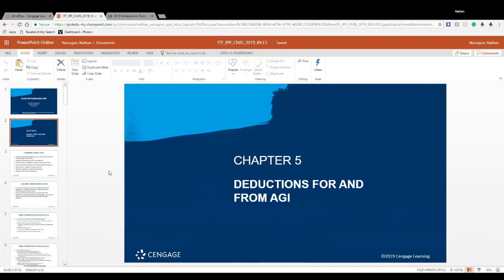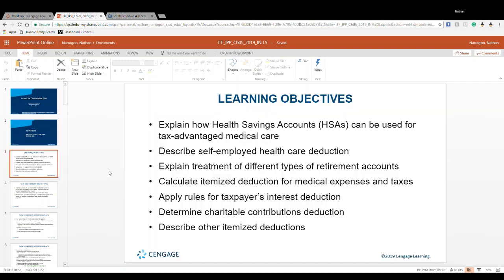So, starting off, the learning objectives that we're going to have. First off, we're going to explain how HSA can be used for tax advantage medical care, which is an awesome thing already. We're going to describe some self-employment healthcare deductions. We're also going to explain the treatment of different types of retirement accounts, calculate itemized deductions for medical expense and tax, and apply rules for taxpayer interest deductions. We're going to determine charitable contribution deduction and describe other itemized deductions, which also includes casualty loss. Ooh, casualty.